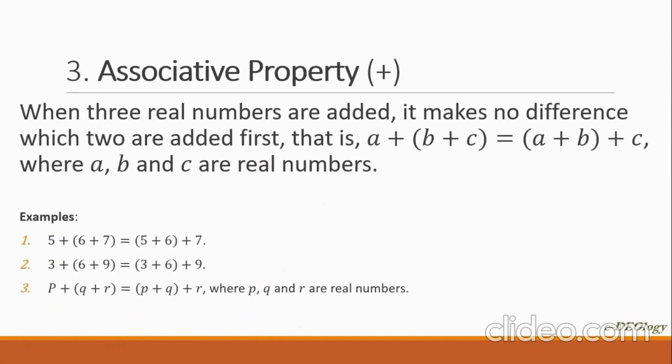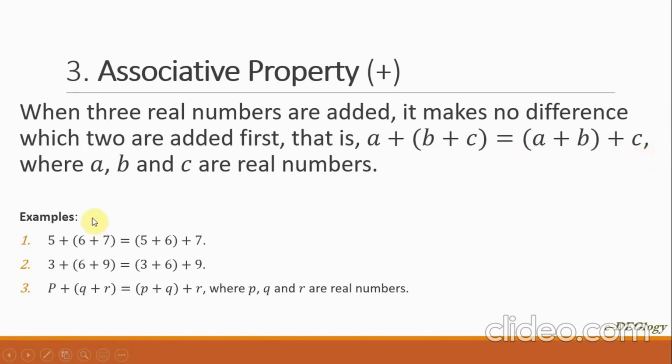The next property under addition is what we call associative property. The rule says when three real numbers are added, it makes no difference which two are added first. Here we have three letters that represent numbers. On the left side we have A plus the group of B plus C, and that will be equal to, if we group A plus B first, then later add C.